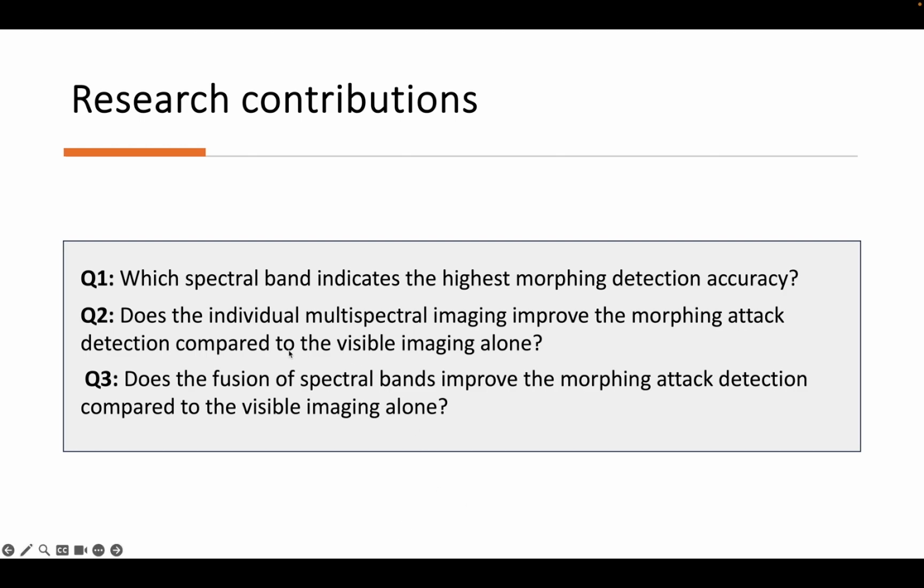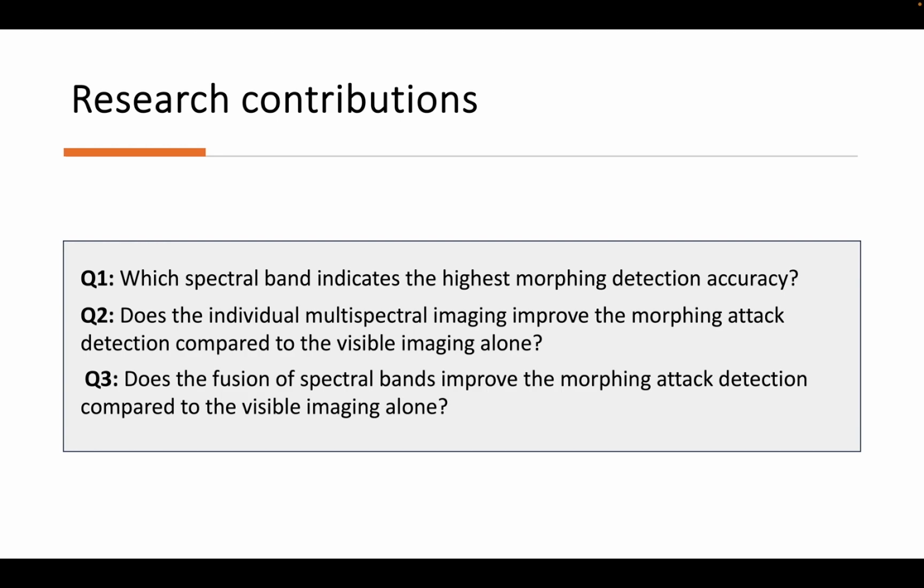The first is to investigate which individual spectral bands may indicate the highest morphing detection accuracy. The second question is how the individual spectral band performance compares with the visible band. The third question is about utilizing the complementary information available in the multispectral capture: if we fuse this complementary information, does the use of multispectral ABC in the DMAD scenario give better results than the visible image alone?